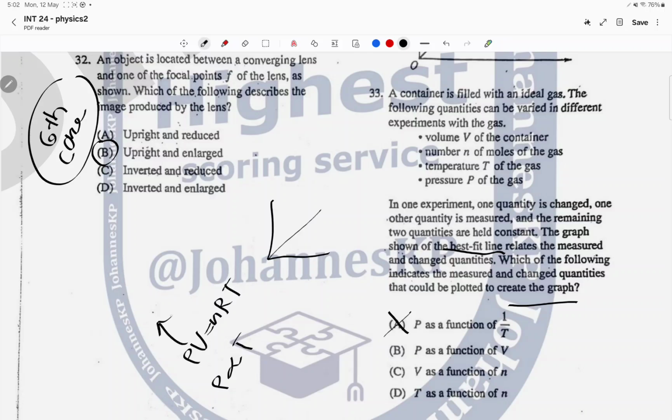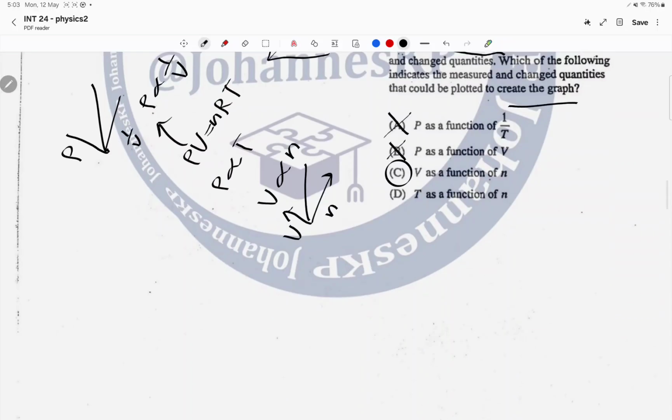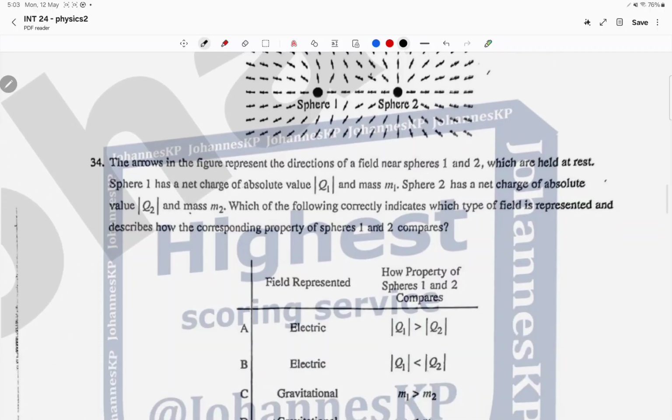P and V are right next to each other. They're stuck, that means they're going to be inverse with each other. So if you plot P versus 1 over V, you get a straight line going up. But if you plot P versus V, you get an inverse relationship. Okay? So is it V as a function of n? Yeah. So plot V here, plot n here, straight line going up. 34.